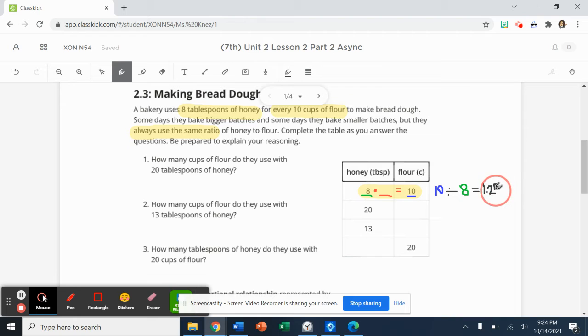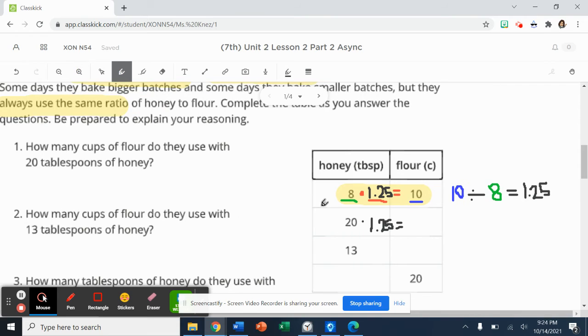For example, I know that 8 times 1.25 is equal to 10, which means I can also multiply 20 times 1.25. I can multiply 13 times 1.25, and that will tell me how much flour I need for 13 tablespoons of honey. Let's zoom in.